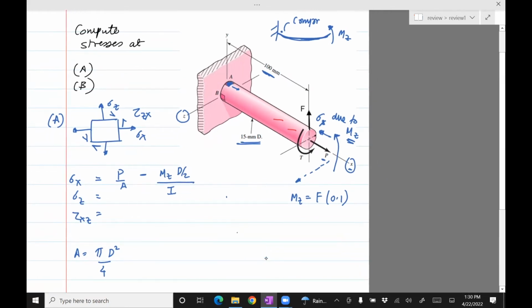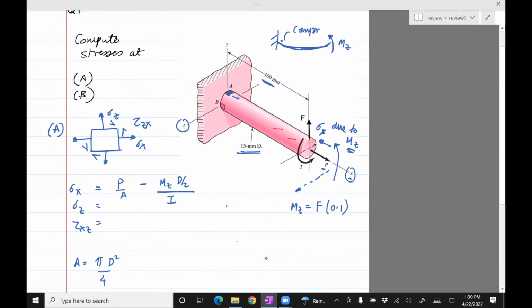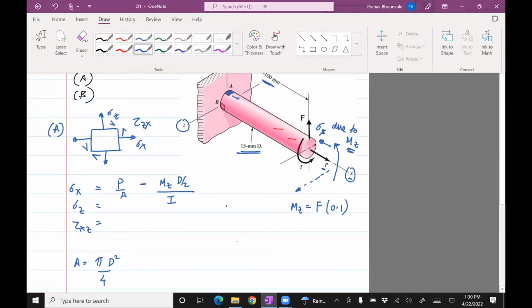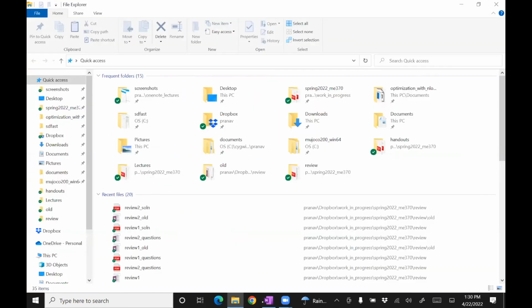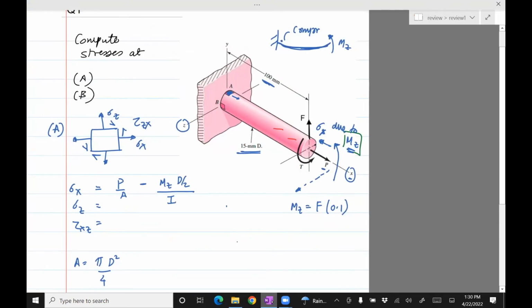Okay, so that's sigma x. Sigma z is the stress in the z direction. So ask yourself, look at all the three or four, I believe four. We have Mz.